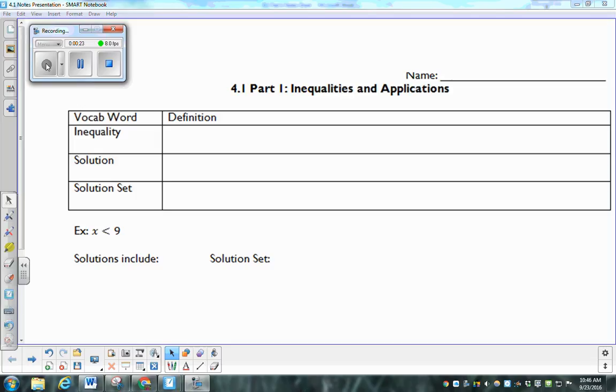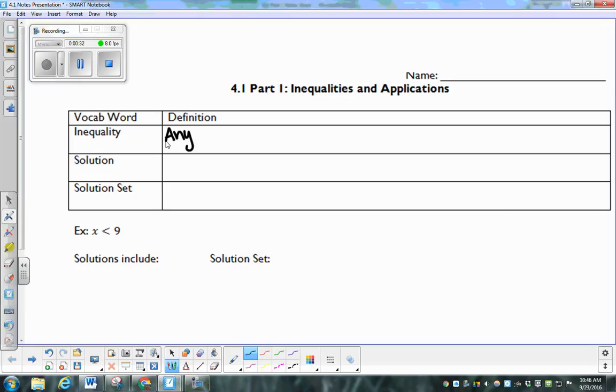So our first vocab word, inequality. The definition of that is any sentence containing a less than symbol, greater than, less than or equal to, greater than or equal to, or a not equal to sign. An inequality is any sentence containing one of those things.